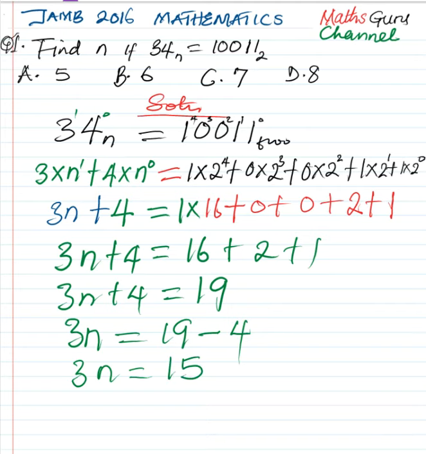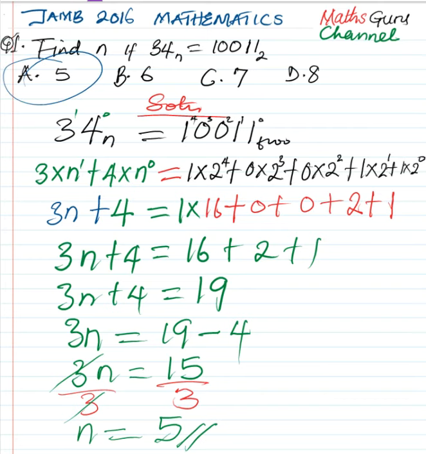To get n now, we divide both sides by the coefficient of n, which is 3. So we have divided by 3, divided by 3. Therefore, n will be equal to 15 divided by 3, which is equal to 5. So the correct option here is A, which is 5.